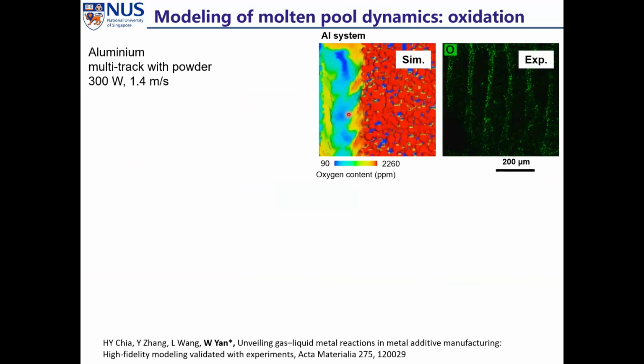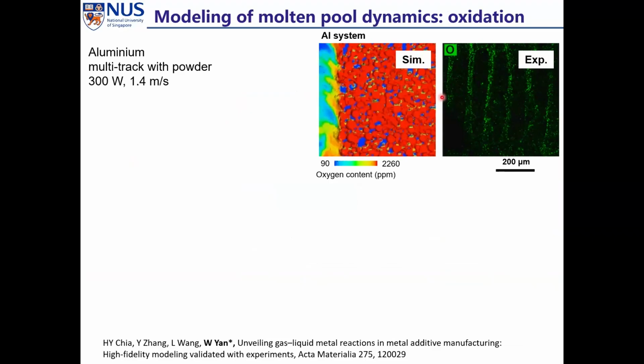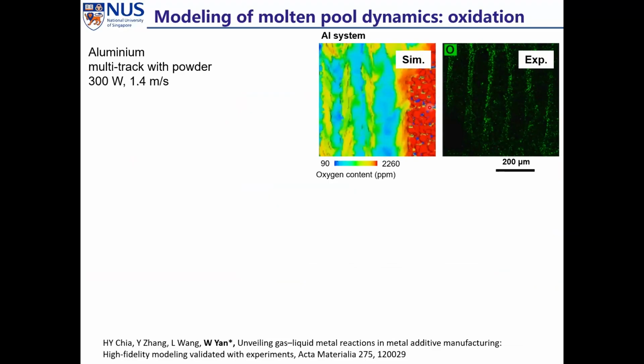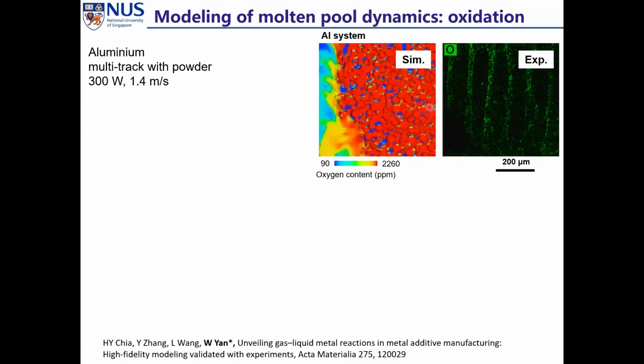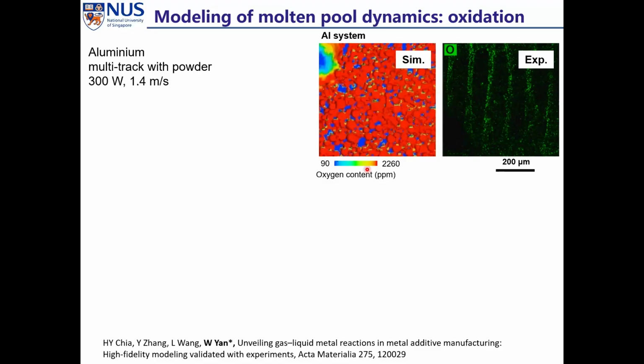So that means at this high temperature, not just the material itself will evaporate, its oxides will also evaporate. And if the oxide evaporation rate is higher than the oxidation rate, that means there will be an overall reduction of the oxygen content in the material. So this is one case.